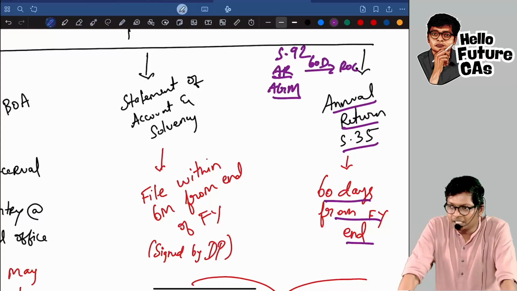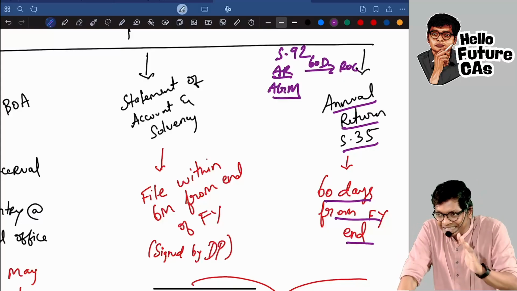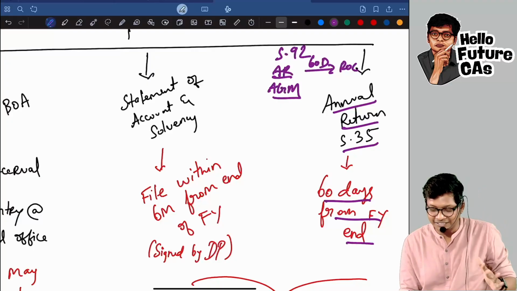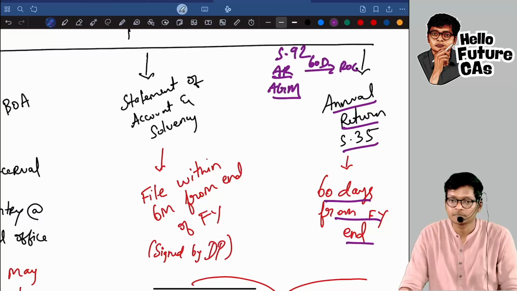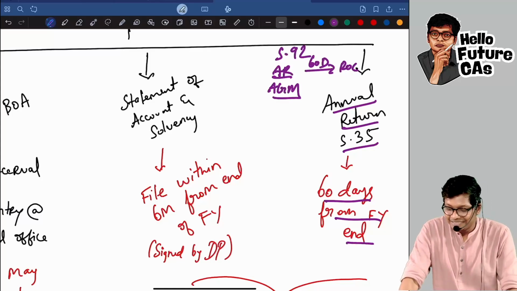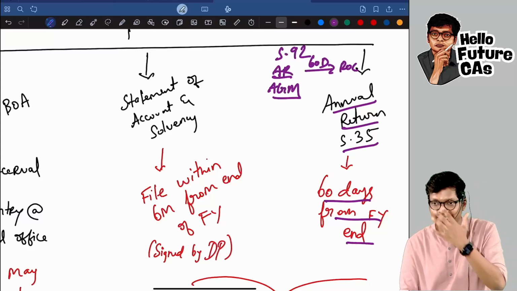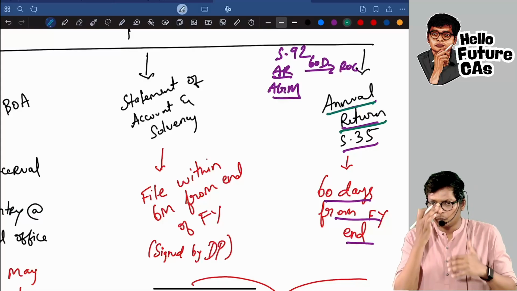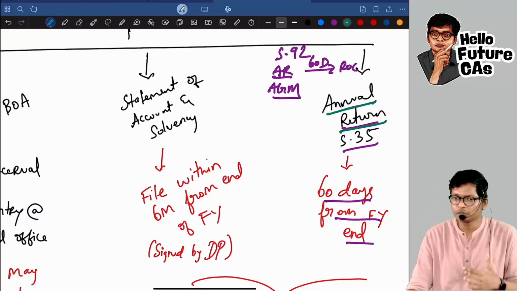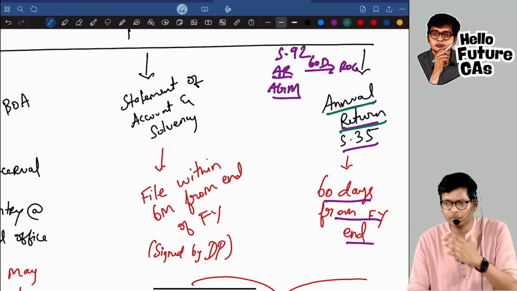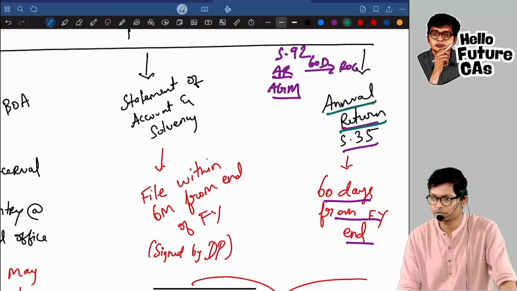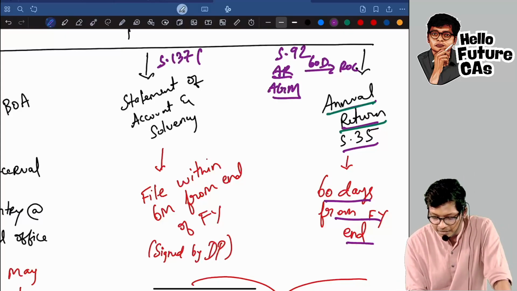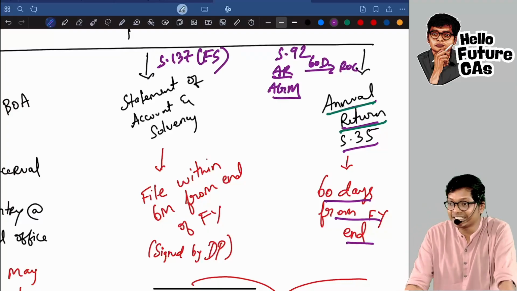Sir, what details does the annual return contain? It doesn't contain FS details. It has details like what business you did, who are the new partners, who are the partners leaving during the year, what are the new things you have done, all those things. Second, we have section 137 in the Companies Act, filing of financial statements.